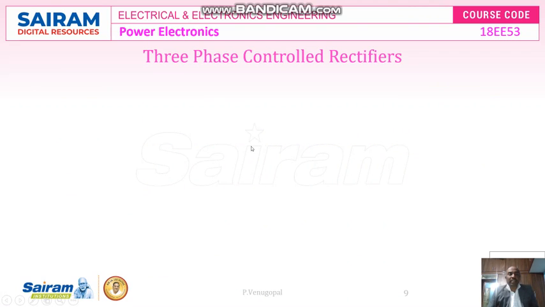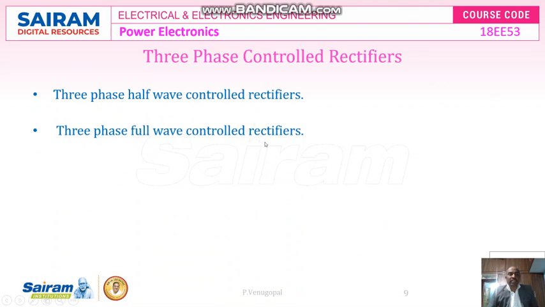Then for three phase control rectifiers, we have two types: three phase half wave control rectifier and three phase full wave control rectifier, depending upon the input supply. In this case the input is three phase fixed AC, and the output is variable DC. So the three phase control rectifier converts three phase AC into variable DC.